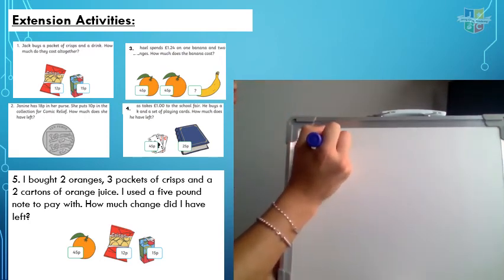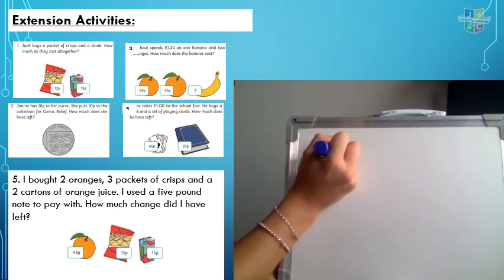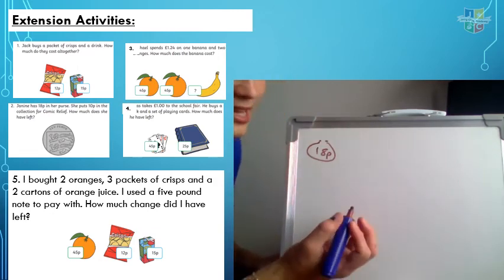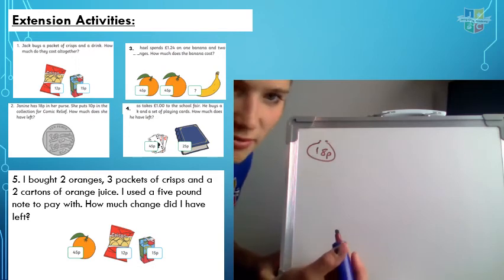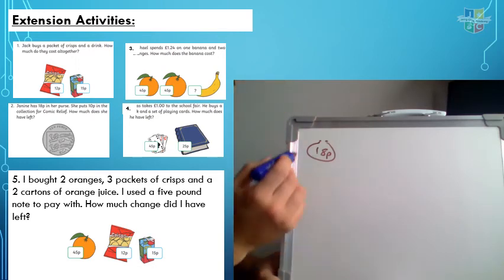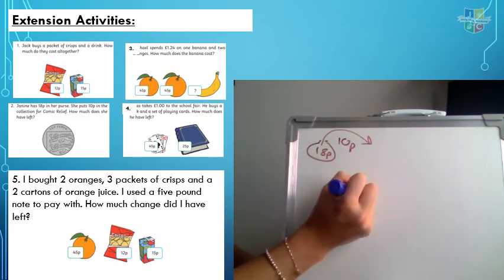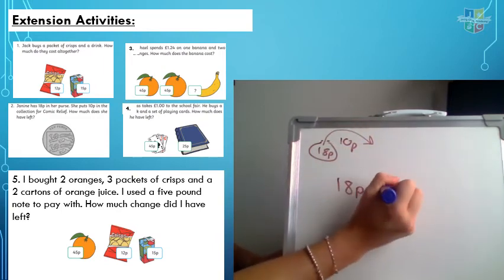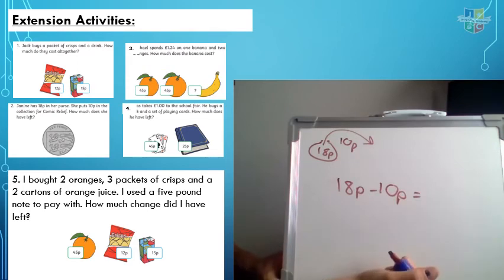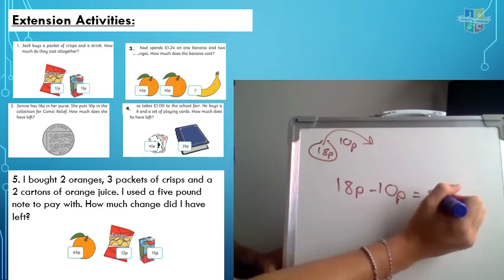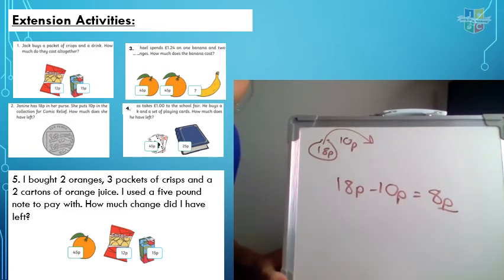Number 2, Janine has 18 pence in her purse. So in her purse, she has got 18 pence. It then says she puts 10 pence into the collection for comic relief. So how much does she have left? So if she takes out 10 pence, we are going to be taking away, so we're going to do 18 take away 10 pence, which was a nice easy one. If I take the 10 off the 18, it should just be 8 pence remaining.